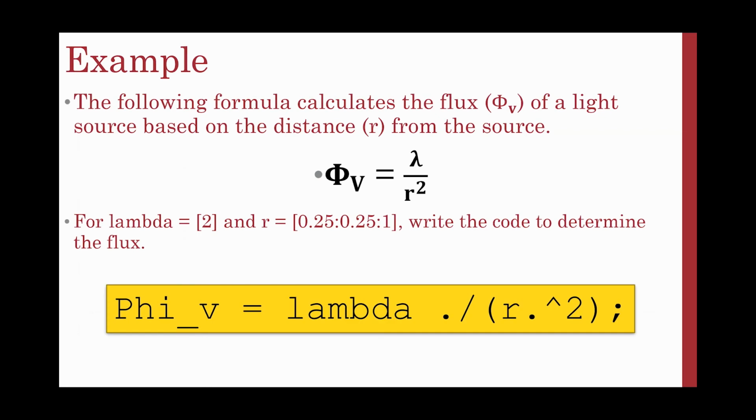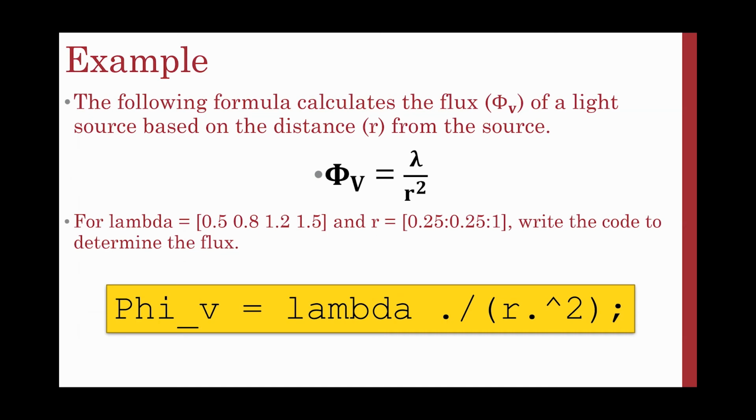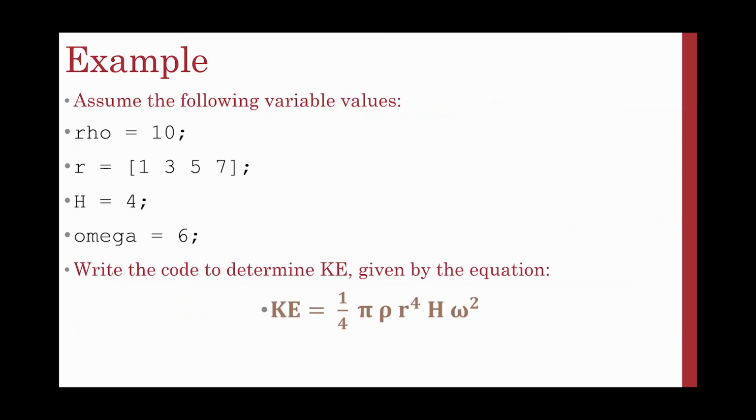We're going to get that phi is equal to lambda. Again, we have to do element-wise division to be able to divide our scalar by our vector in each element. And then r, we want to square it, and we want to square each element. What happens if both lambda and r are vectors? Same thing.